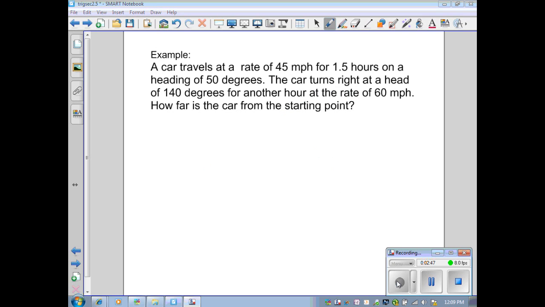A car travels at a rate of 45 miles per hour for 1.5 hours on a heading of 50 degrees. The car turns right at a heading of 140 degrees for another hour at the rate of 60 miles per hour. How far is the car from the starting point?